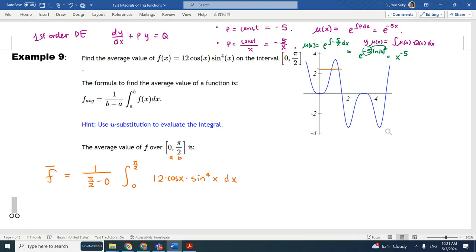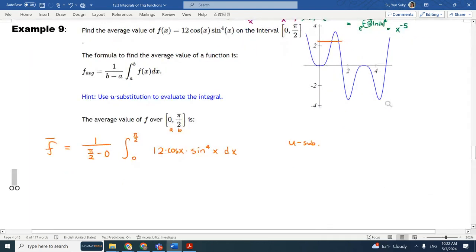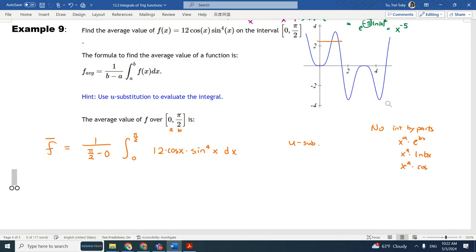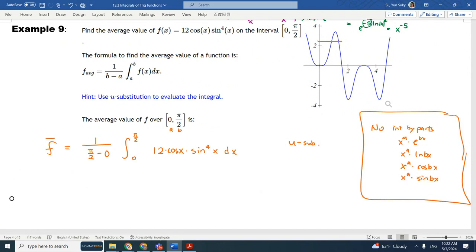Sine x to the fourth. And u is the inner function, right? So u substitution, and no integration by parts, because it does not look like x to the a times e to the bx, or x to the a ln bx, or x to the a cosine bx, or x to the a sine bx. The integration by parts we learned must be in this form. Therefore, it must be u substitution. So you see a composite function, like sine x to the 4. Therefore, the inner function is the u. Right, everybody? Okay, so u is sine x. What is du?